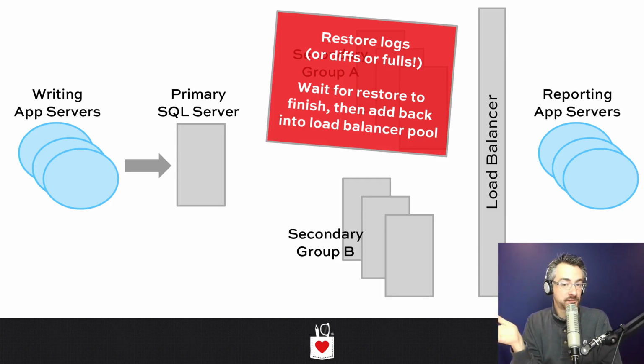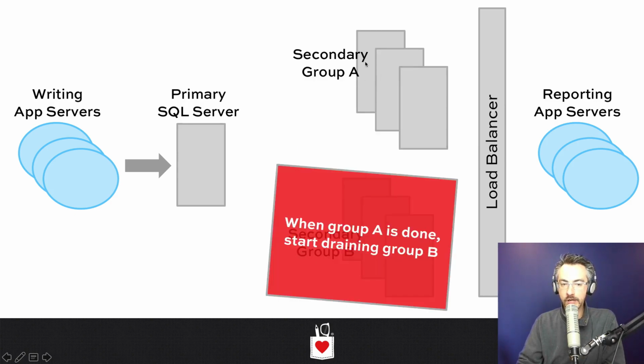I'm not going to restore the full backup. All I have to do is restore the log backups since the last time these guys had their logs restored. Maybe I do this every 15 minutes, every 30 minutes, every hour. I wait for the restores to finish, and then whenever these guys' restores are finished, I run another script that talks to this load balancer and says, put these SQL servers back into the available querying pool, but now take this group of SQL servers out of the querying pool.